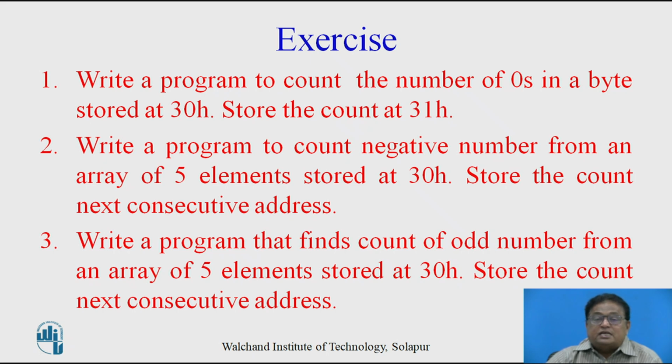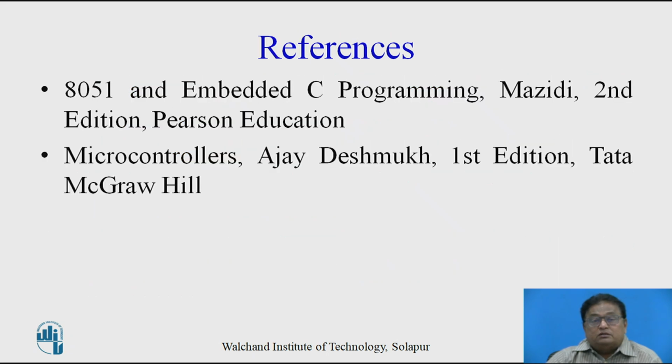Now how will you decide whether the given number is even or odd? For that it is required to check the least significant bit of the given number. If that bit is 0, the number is even. If the LSB is 1, that means the number is odd.